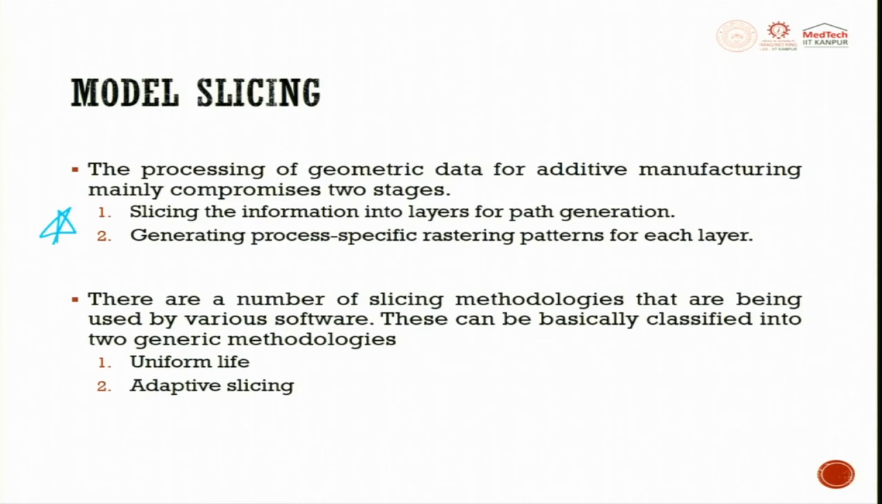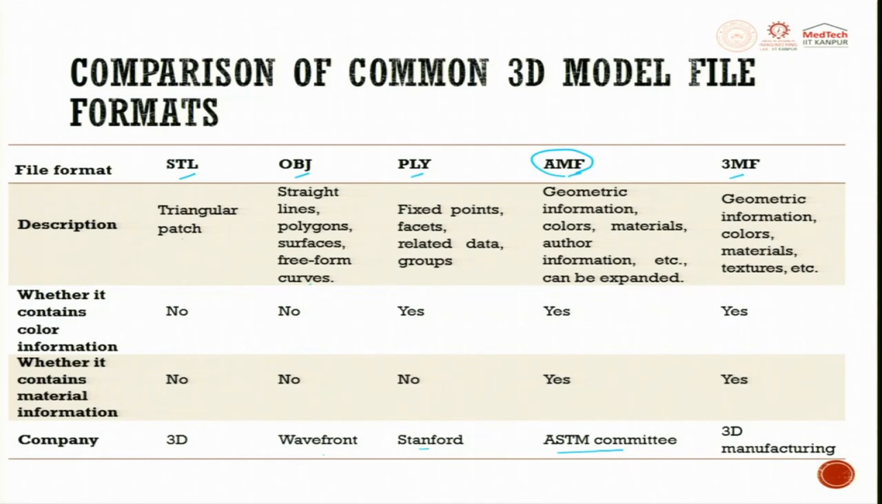Till now, whatever we studied about STL, everything is done. So STL means it is facet information converting from CAD to a machine-readable facet format. So it can be triangle, it can be straight line, it can be fixed point, it can be geometric information, it can be geometric information with color.